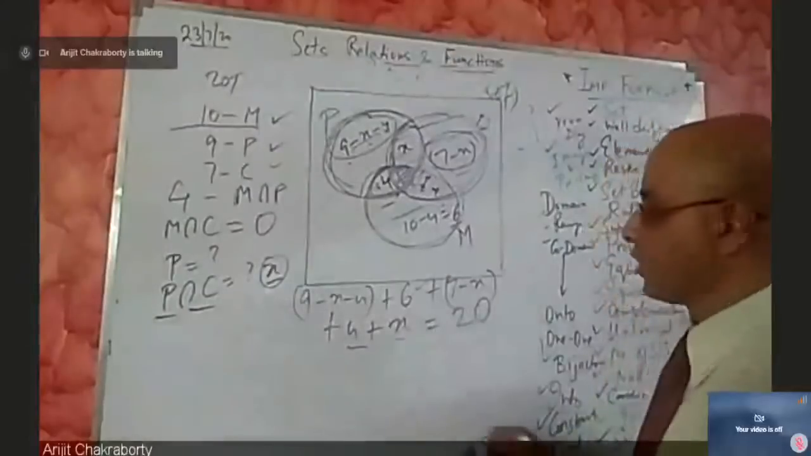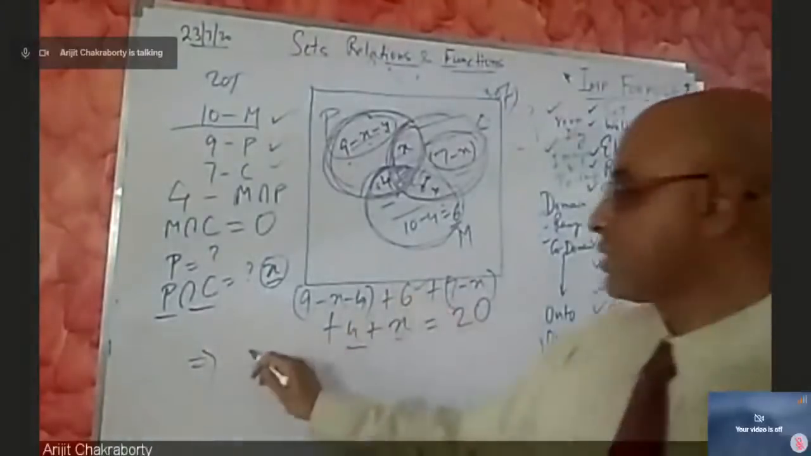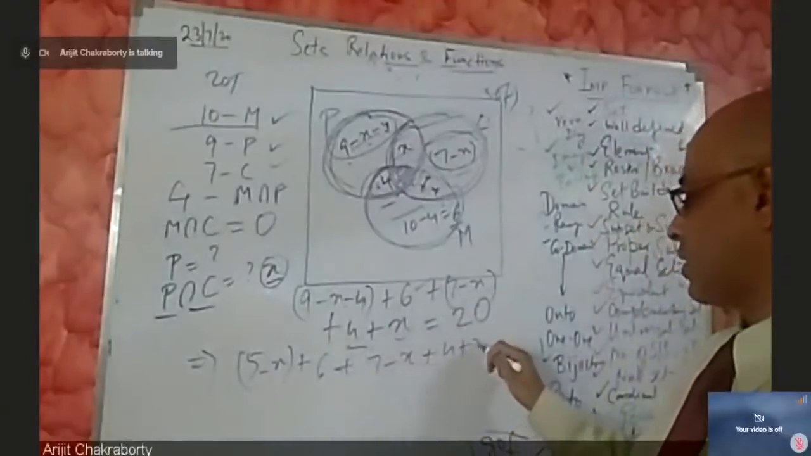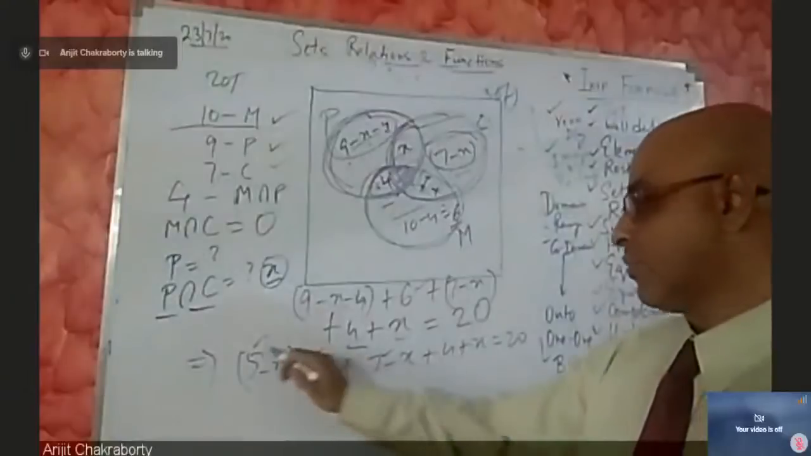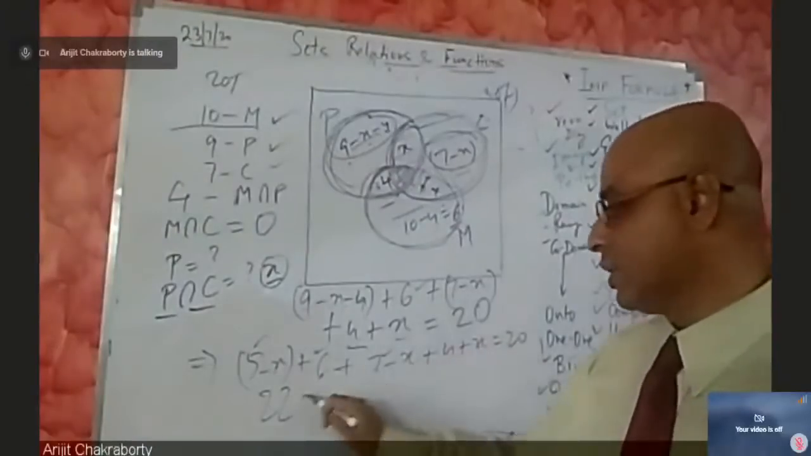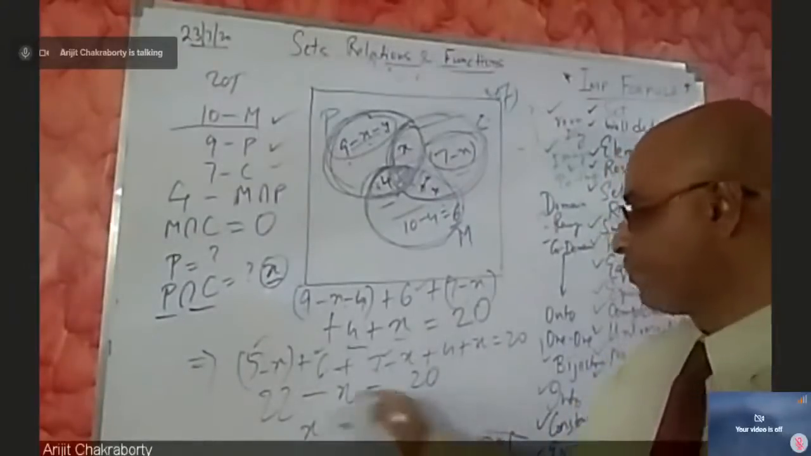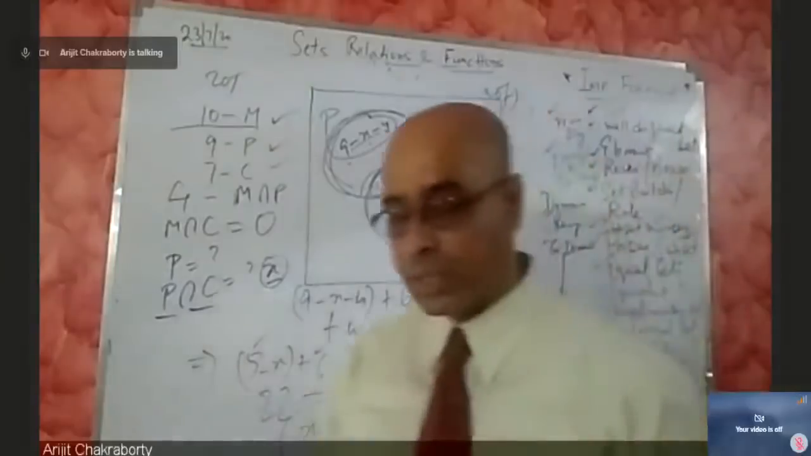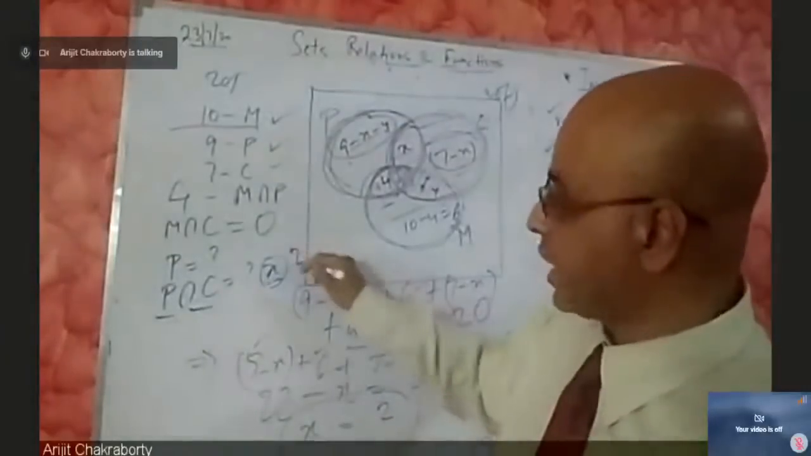If you solve it, let's see what we get. 9 minus x minus 4 gives you 5 minus x, plus 6, plus 7 minus x, plus 4, plus x, equal to 20. So you have 5 plus 6 plus 7, that is 18, and 4 is 22, minus x minus x plus x. So 22 minus x is equal to 20. So we get x is equal to 2. X is 2, which means there are 2 teachers who are teaching both physics and chemistry.